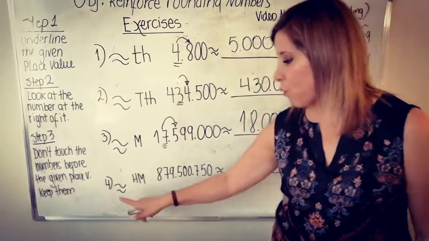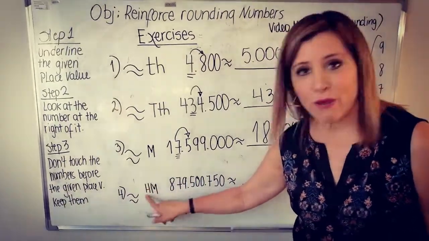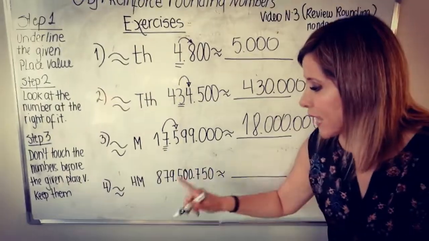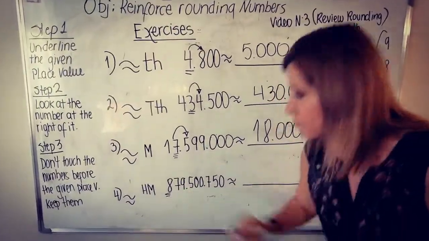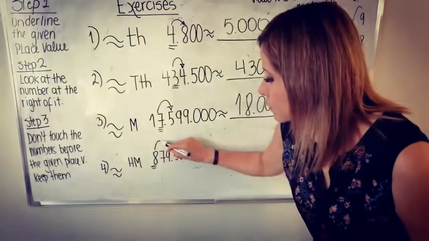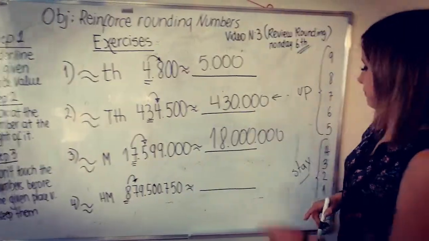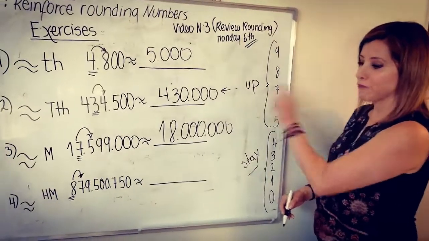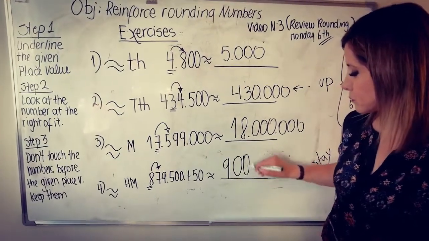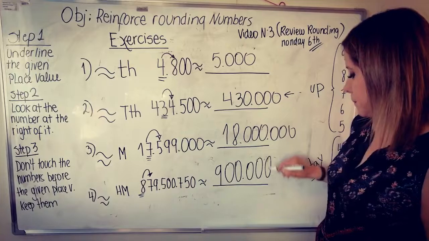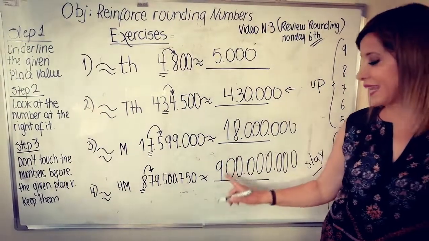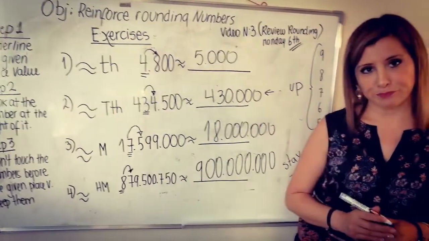And the last one, number 4, you have to round to the nearest 100 million position. So we are going to underline that position, 100 million. And then we are going to look at the neighbor. The neighbor is a 7. It belongs to this group, so we have to go up. So that 8 is going to be a 9. So the rounding of that number will be 900 million.